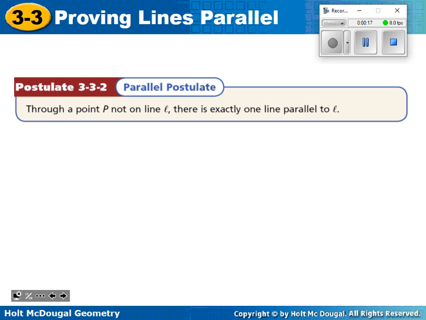When we do our constructions, one of them we're going to do is to construct a line parallel to another line. And so the parallel postulate is why we can do that. It says that through a point P, not on line L, there is exactly one line that would be parallel to L. Do you agree that there is only one line that we could draw through this point P that would be parallel to line L? Okay, and so we're going to construct that line in a little bit.